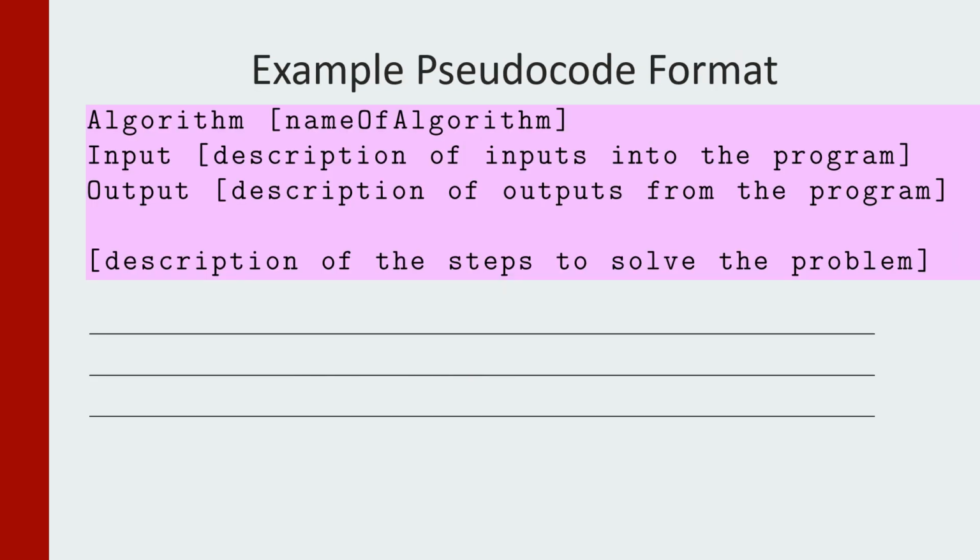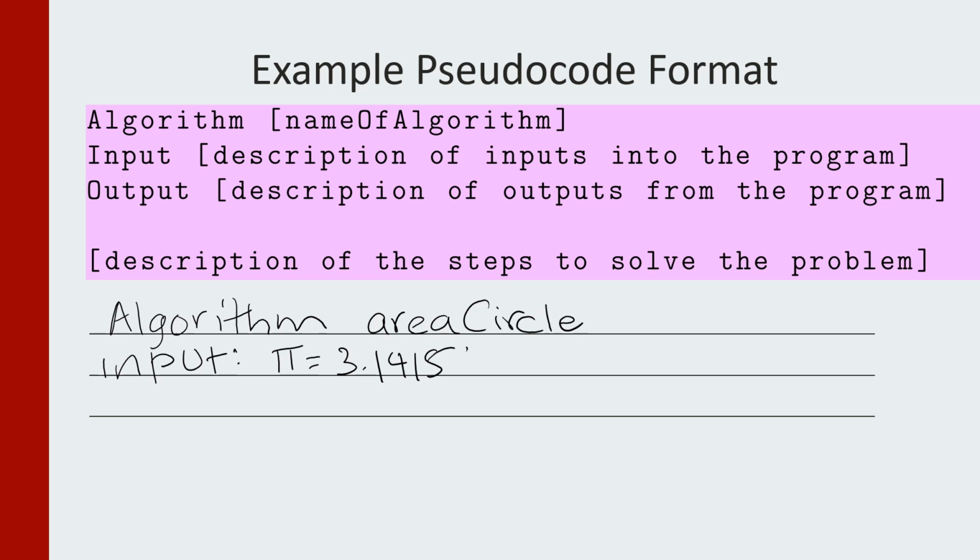I have here an example. So the example format, let's say we are doing area of a circle. First, you would write the algorithm and give it a name. So I might call it algorithm area circle. And then think about your inputs. We know that pi is equal to 3.14159, and maybe I've told you already that the radius r is equal to 1. Then the output is going to be the actual area.